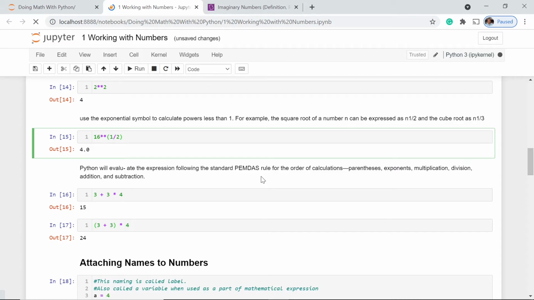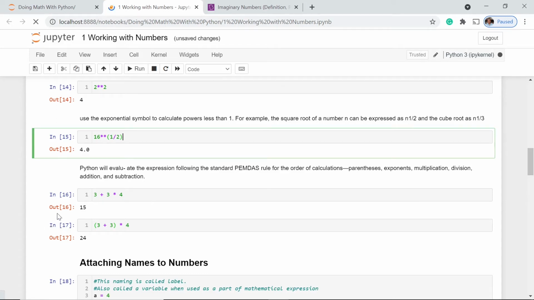When we do have a series of operations, the question would be, what are we going to do? Which operation are we going to do first, the second, the third, and so forth? With PEMDAS, which means parentheses, then exponents, then multiplication, then division, addition, and subtraction. This is the rule that we must follow.